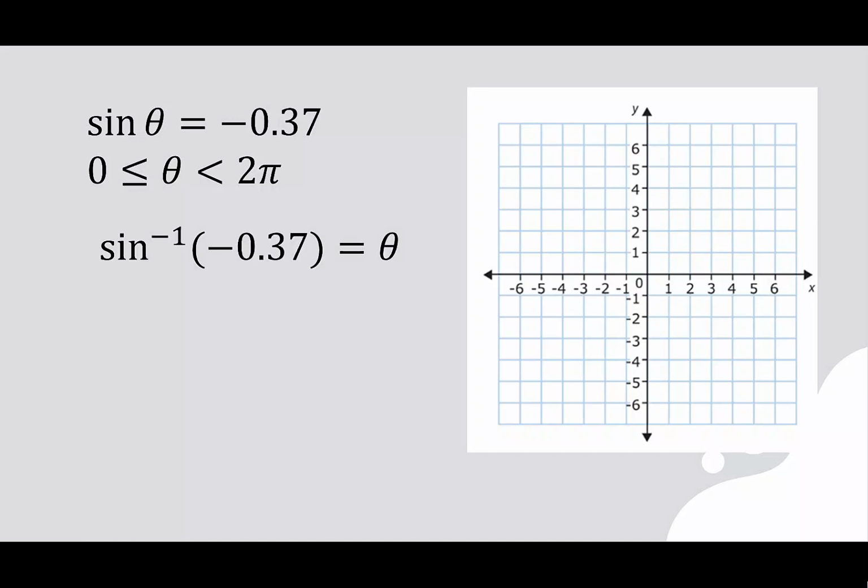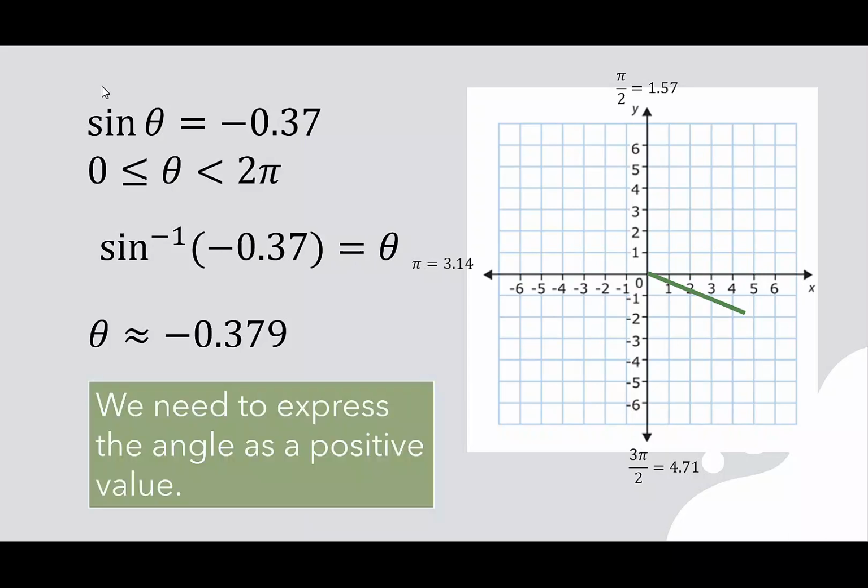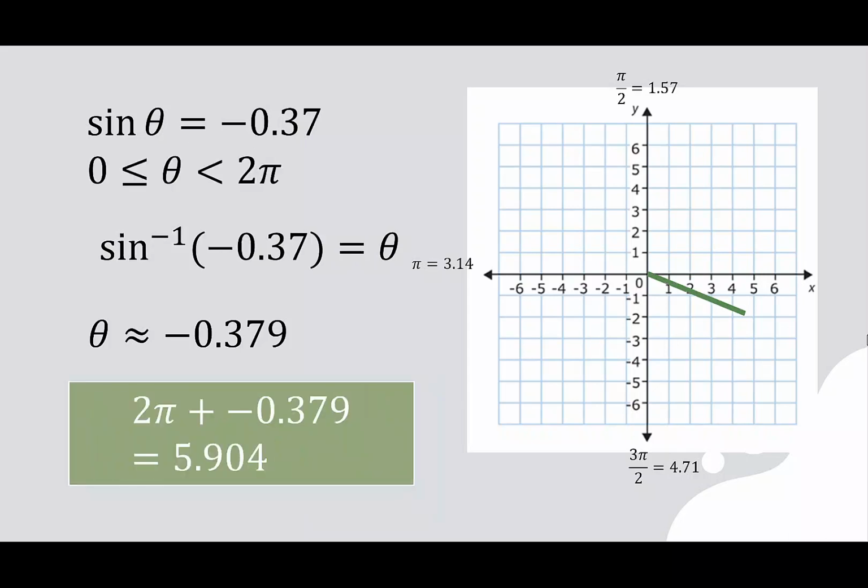Like last time, I'll start by finding the inverse. Sine inverse of negative 0.37 is theta. I put that in my calculator, and it says that theta is negative 0.379. So let's think about this negative value for theta. That tells me that theta is in the fourth quadrant. But we need to express the angle as a positive value. To make the angle positive, we add 2 pi. That tells us that theta is 5.904.